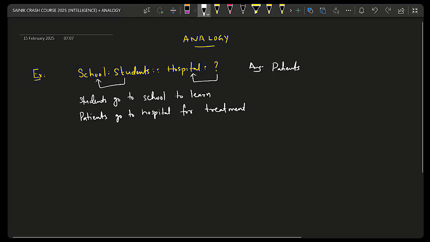So there are three types of analogy that we are going to discuss: word analogy, number analogy, and alphabet analogy. So first, let us start with word analogy.